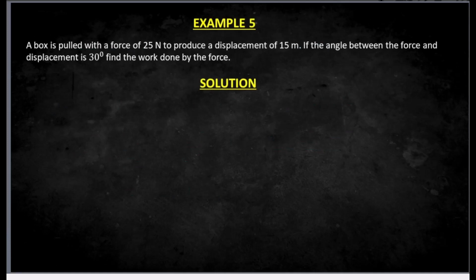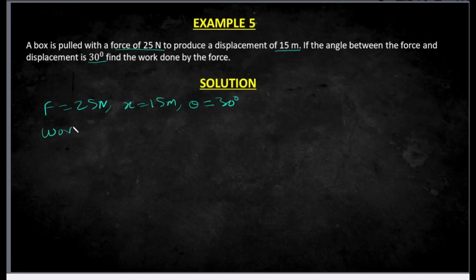Example 5. A box is pulled with a force to produce a displacement, at an angle. So this one is a straightforward question. Force is 25 Newton and the displacement is 15 meters. The angle between the force and displacement is 30 degrees.